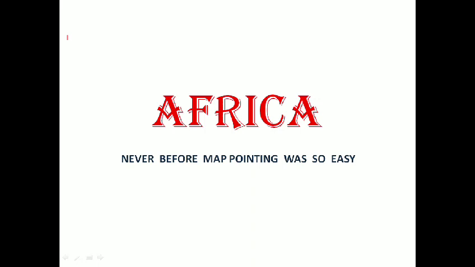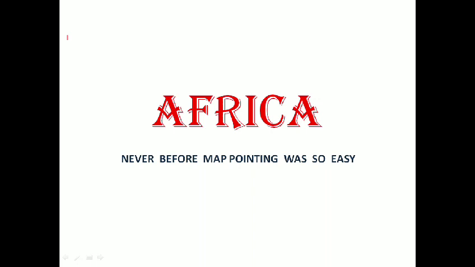We are going to discuss the Africa map in detail. Africa, the second largest continent and the second most populous continent of the world. It includes 54 individual countries. It accounts for just over 14% of the world's human population.